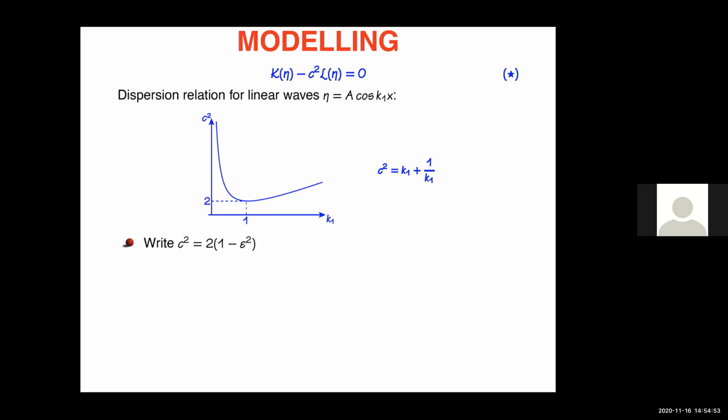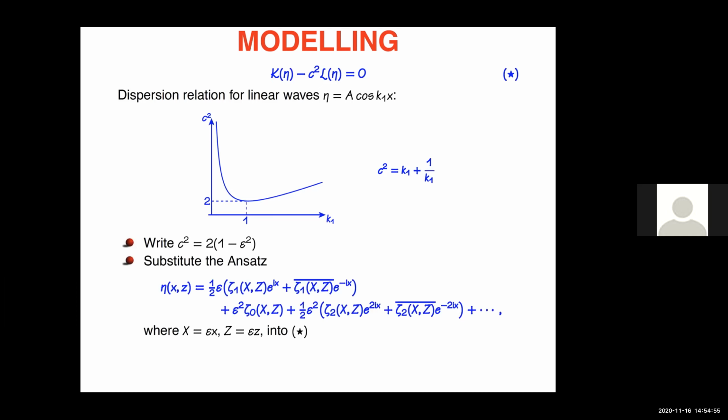And then you expand eta in the following form. Now, the main part, the order epsilon part here, is a slow modulation of a periodic wave train with wave number 1. This is the wave number at which the minimum of the dispersion curve is attained. Zeta 1 depends upon x and z through the scale variables capital X and capital Z, and this means that we have a slow modulation of a periodic wave train with wave number 1.